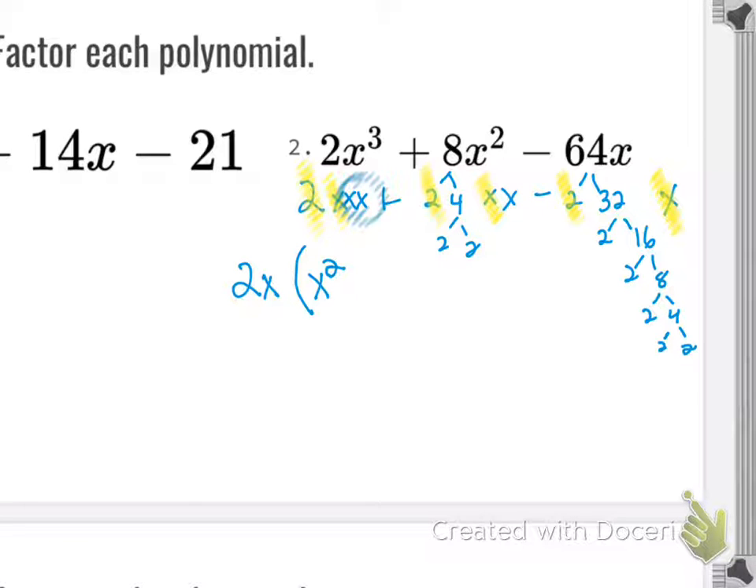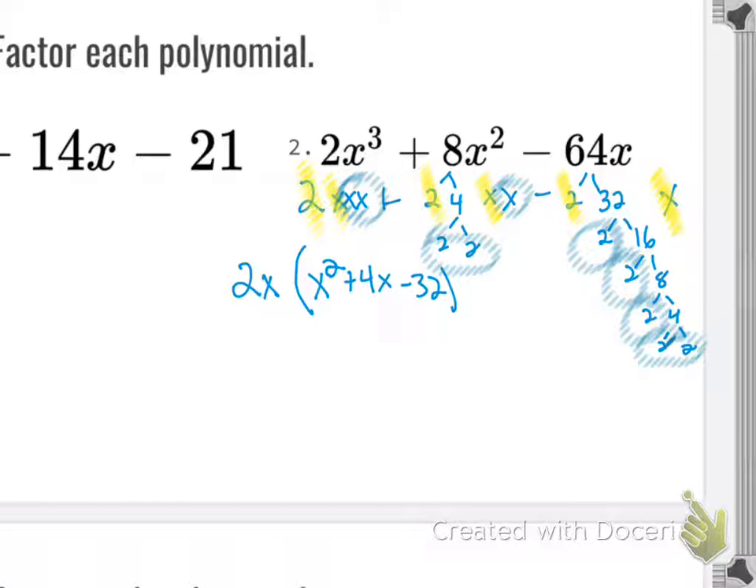Here we have 2 times 2, which is 4 times x. So plus 4x. Okay. And then over here, we have 2 times 2, which is 4, times 2, which is 8, times 2, which is 16, times 2, which is 32. So minus 32. So again, this tells me different signs, diff signs. So that means plus and minus. And this tells me, because it's a plus, bigger number is positive.